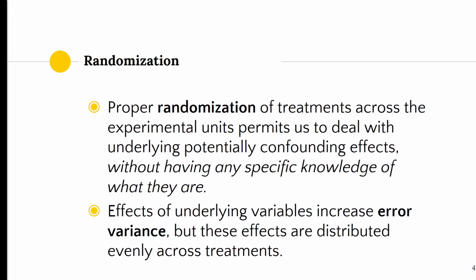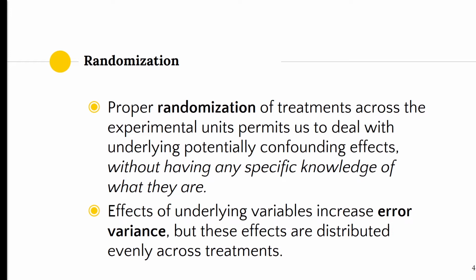A classic example is if we're doing an agronomy experiment in a field, by randomly assigning treatments, we can minimize the effect of changes in soil texture or soil fertility, for example, that some parts of the field are just higher yielding or lower yielding than other parts.